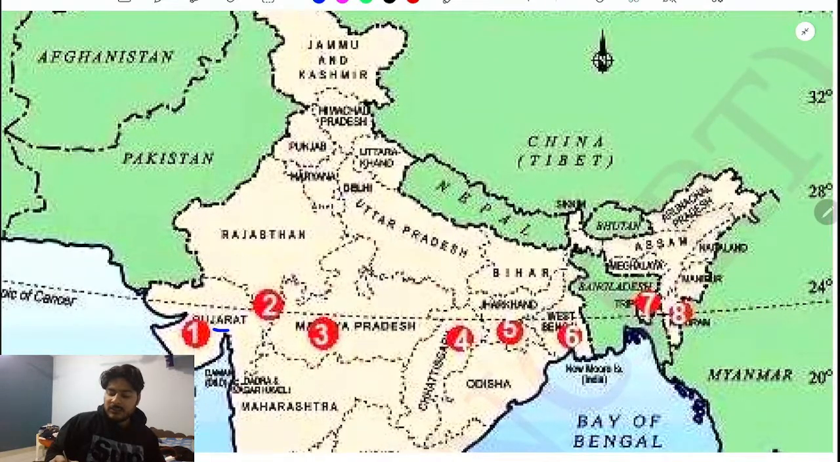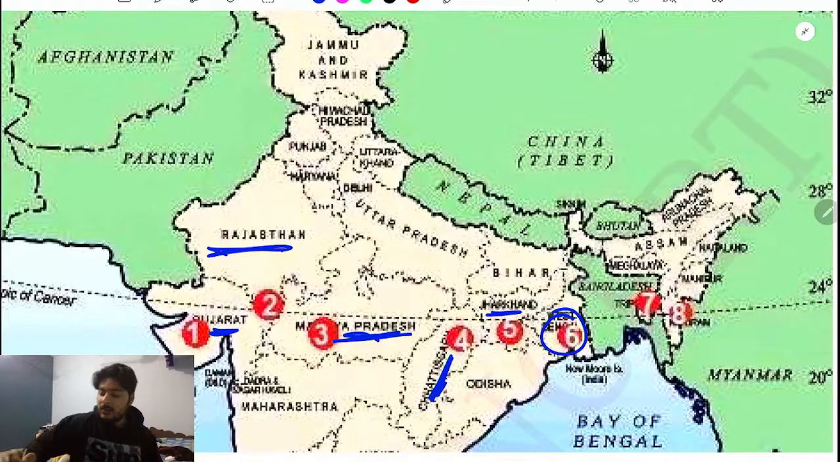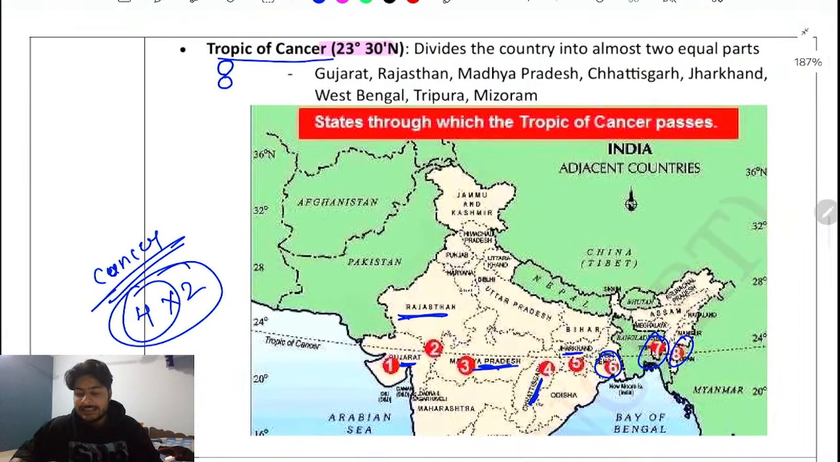For example, the first is Gujarat, one state. Next comes Rajasthan, next comes Madhya Pradesh. Next comes Chhattisgarh, and Jharkhand is also there. And then West Bengal, then Tripura, and then Mizoram. ठीक है ना? These are the 8 states from which the Tropic of Cancer passes.